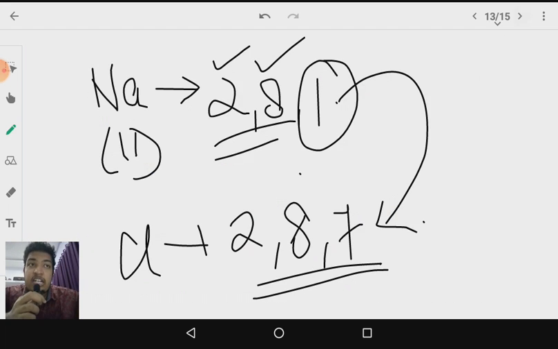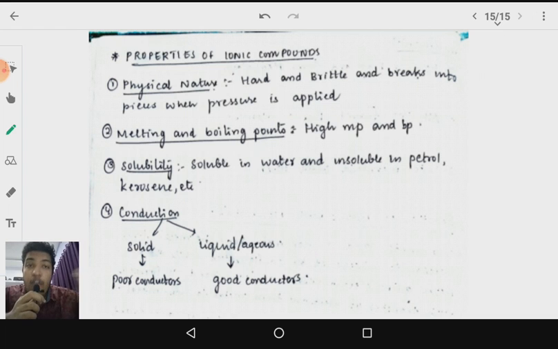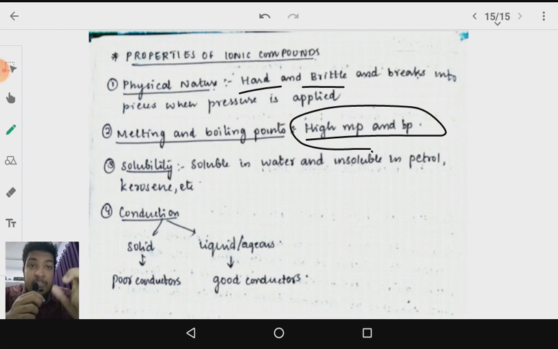So now let us look at some of the important properties of ionic compounds. First one is that since this bond is very strong, the compounds will be hard and brittle, and if we apply pressure, they will break, like sodium chloride will break when pressure is applied. Otherwise it does not break under ordinary conditions. They have high melting point and boiling point because the atoms are in very close proximity, and also they are held together by very strong force of attraction.